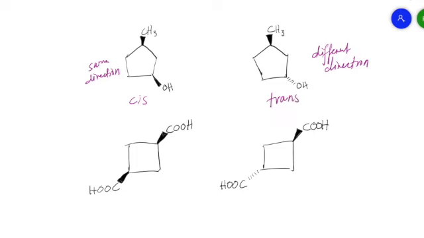So you can see here another example of this. Here they are both wedged lines, meaning that they are both coming out of the page. And since they're both coming out of the page and going the same direction, this would also be cis. Whereas for this one, there is a wedged line and then there is a dashed line, showing one functional group to be coming out of the page and one functional group to be going into the page. And since they are in different directions, this is a trans isomer.